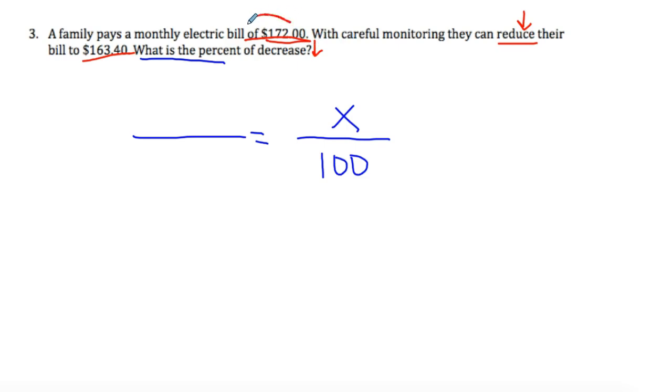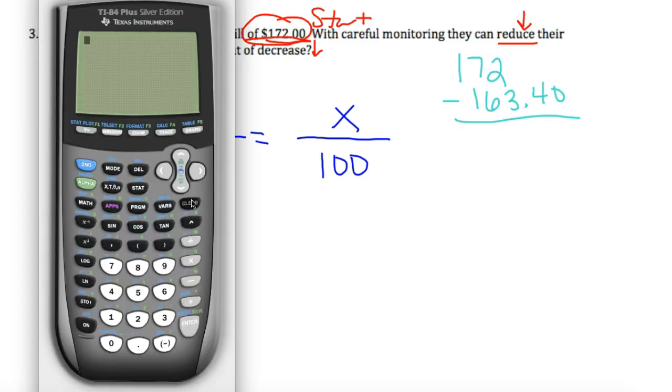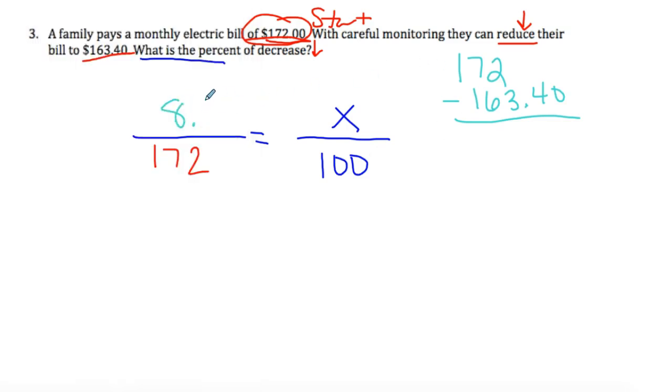So if we think about the start, $172, that's the start. And they're hoping to make it go down. I need to find the change. To calculate the change, I do $172 minus $163.40, and I get a change of $8.60. Now that I have my proportion set up, we go ahead and cross multiply.